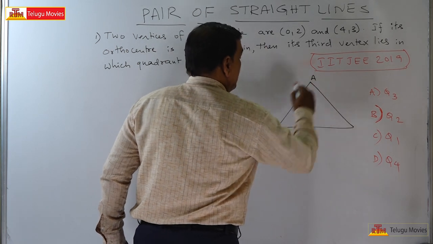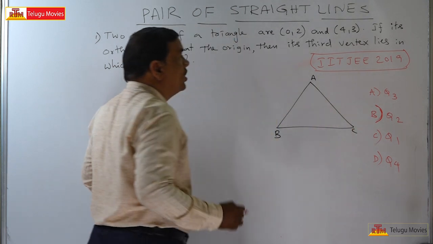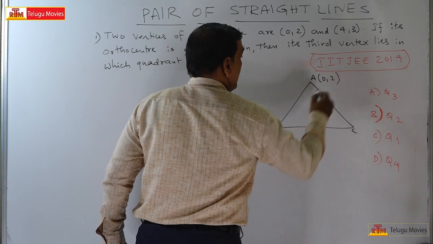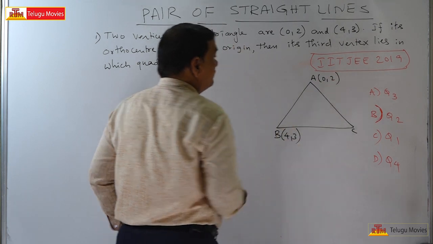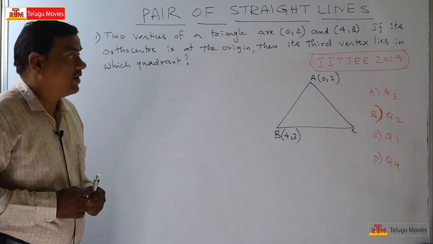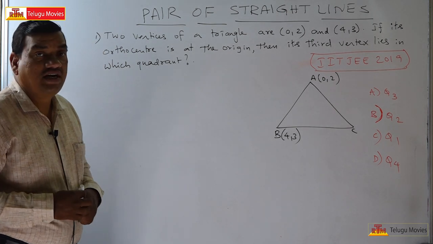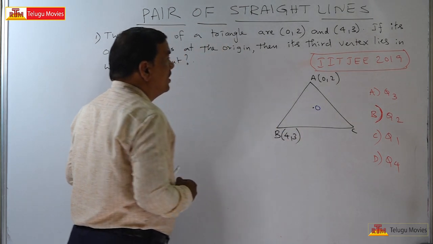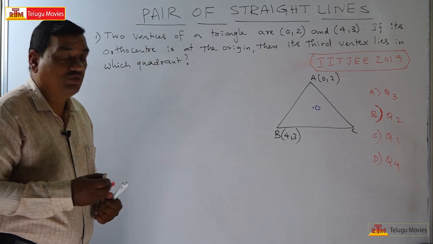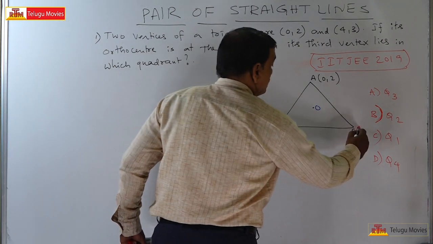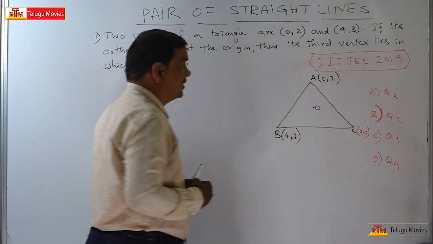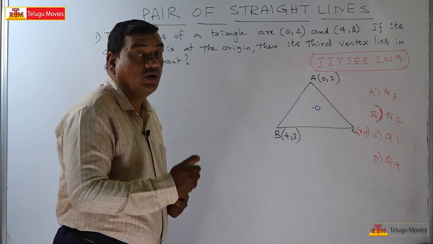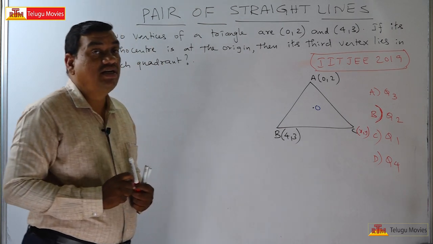So here there is a triangle ABC in which two vertices are given. One vertex is (0, 2), another vertex is (4, 3), and its orthocenter is at the origin. Then its third vertex lies in which quadrant? The third vertex C is (x, y), which we don't know. So you have to find the coordinates x and y so that you can decide which quadrant the point C belongs to.